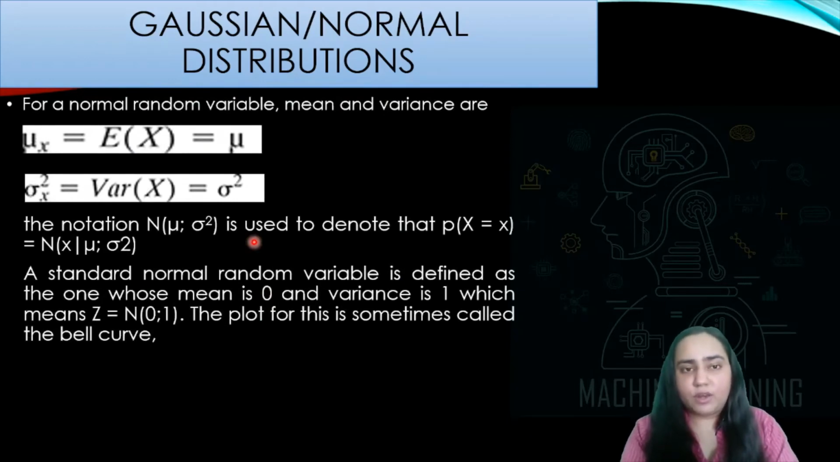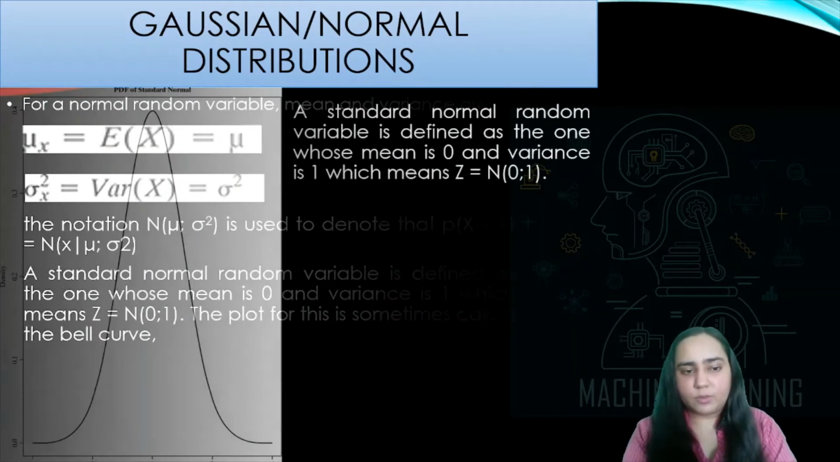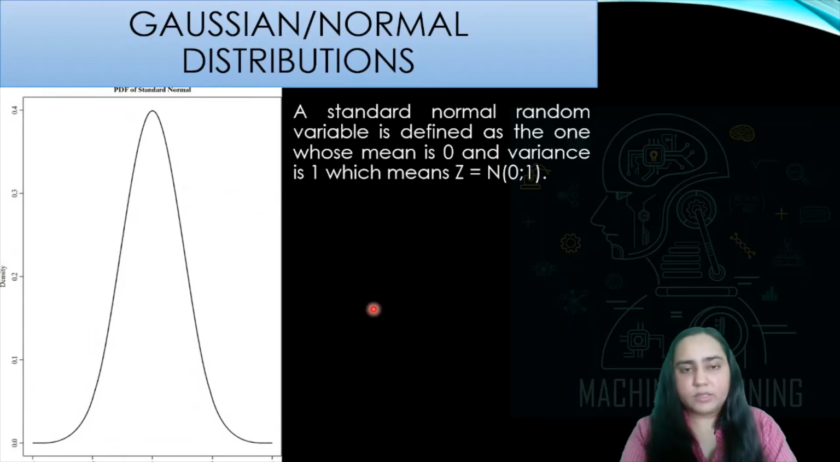If you have a normal random variable and you want to calculate its mean and variance, the mean is just E[X], which is mu, and the variance is just sigma square. And a standard normal random variable is defined as the one whose mean is 0 and variance is 1. So the mean is 0 and the variance is 1 for any standard normal random variable. And this is a standard normal random variable with mean 0 and variance 1. This is what it would look like. It would be a perfect graph.